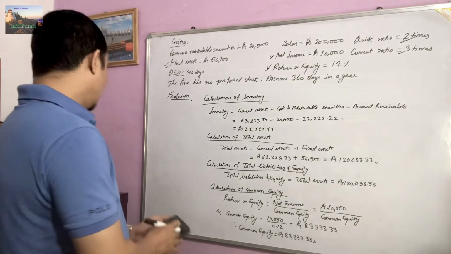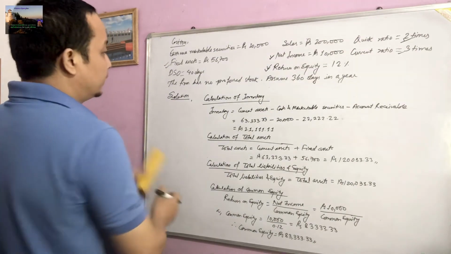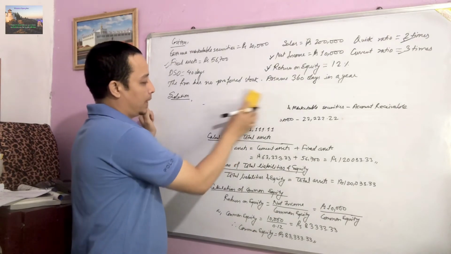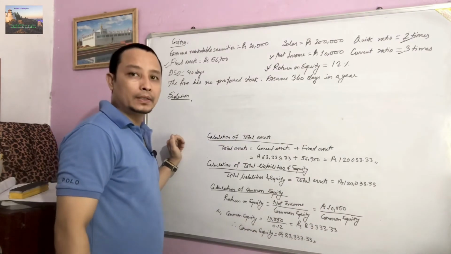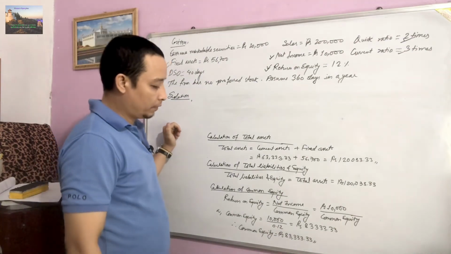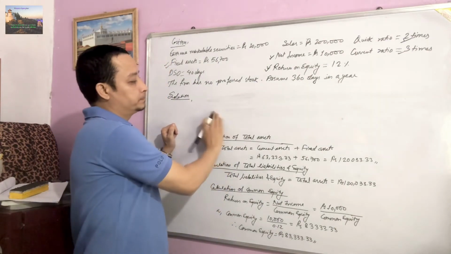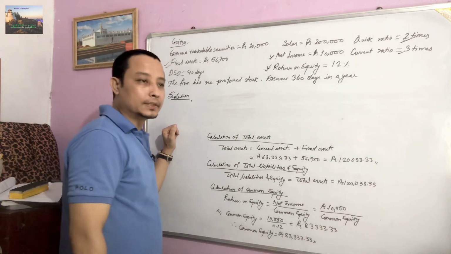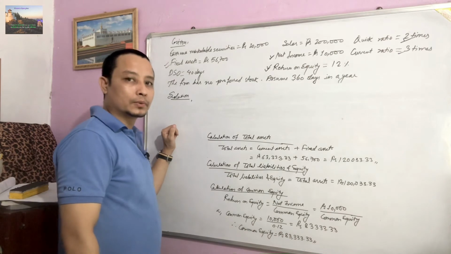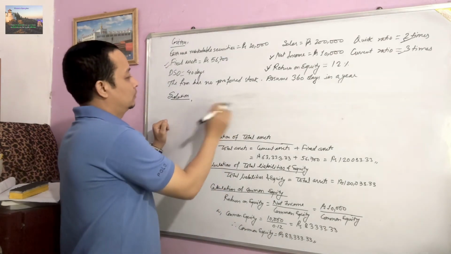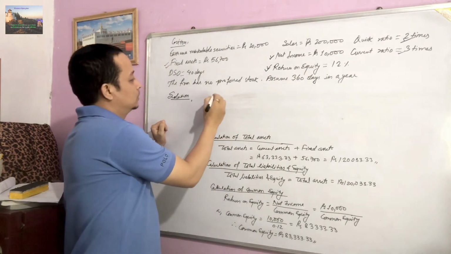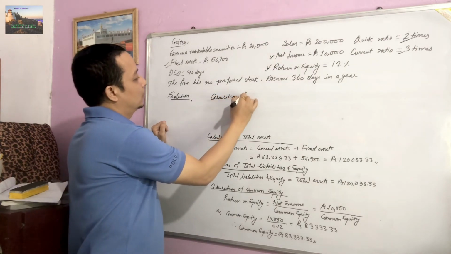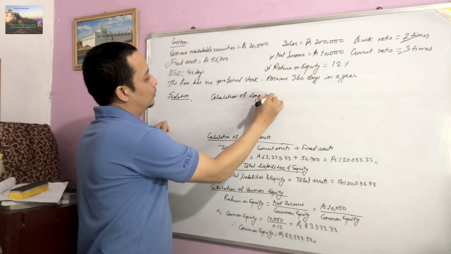Now after finding the common equity, you can find the long-term debt. You have known the value of common equity, the value of current liabilities, and you also know the value of total liability and equity. So now let's find the long-term debt. Calculation of long-term debt.